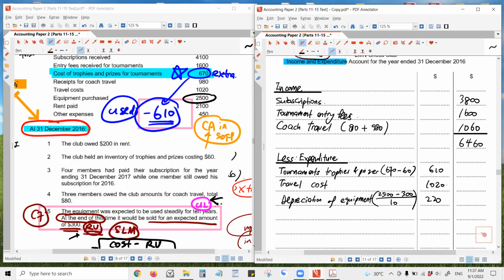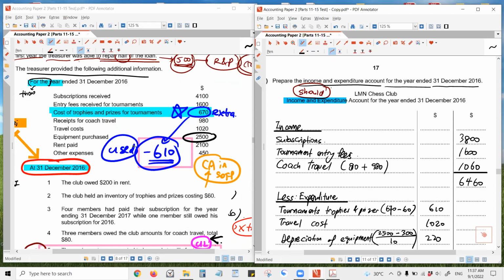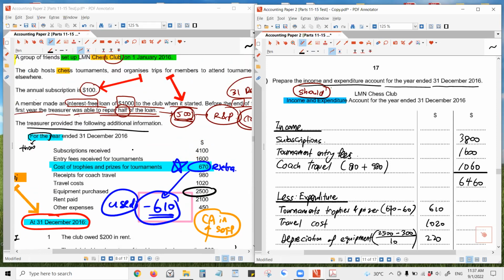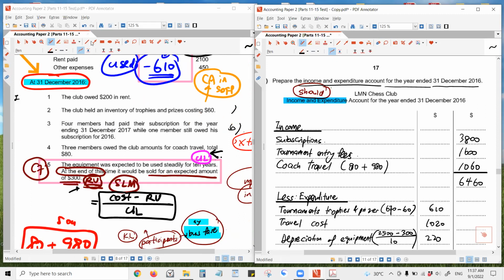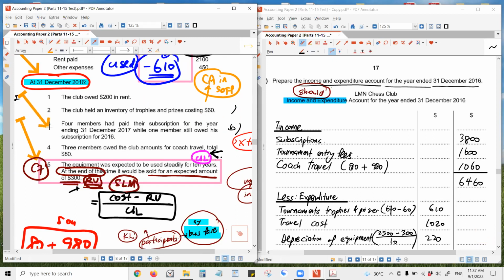Let's say you are very good in the clubs and societies topic. You know this topic very well. You are not too good in depreciation. Then when you see the equipment, you may not know what to do. If you are not good in accrual and prepayment, you are not good in doing income and expense accounts, then you look at the subscription account, you may not know what to do. So at the end of the day, everything is overlapping one another.